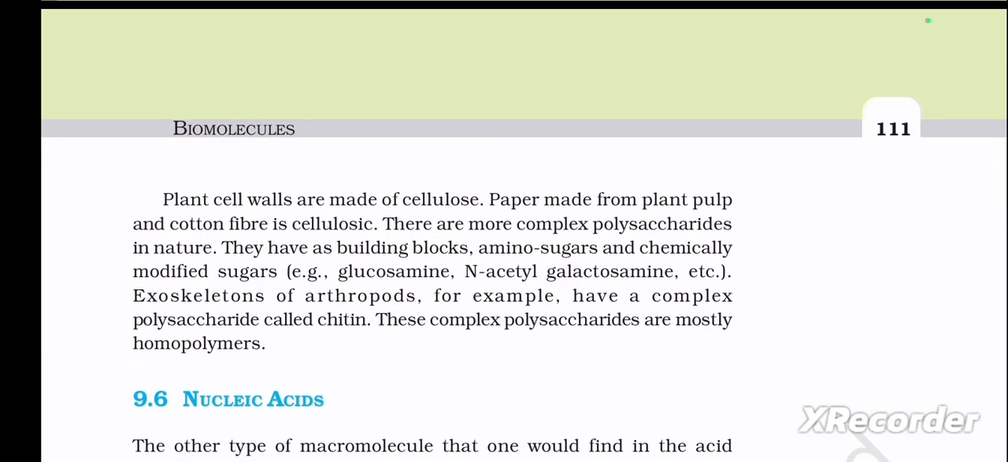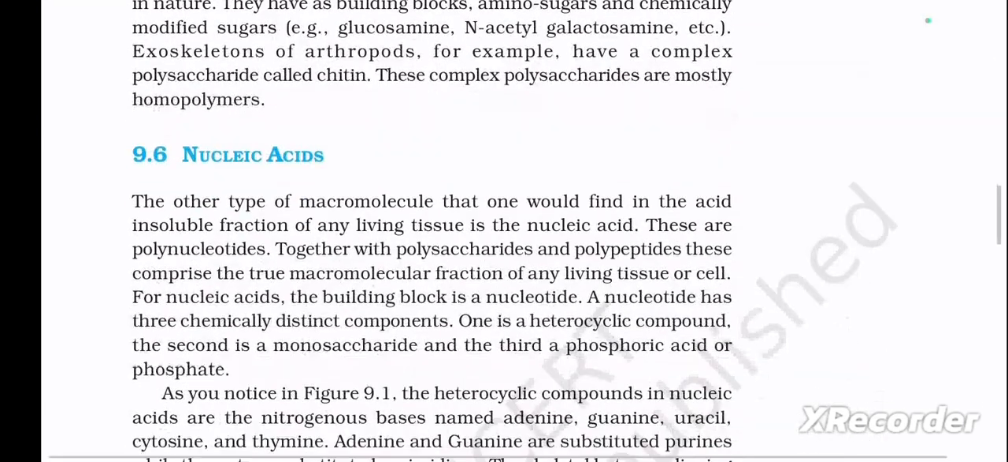Next, plant cell walls are made of cellulose. Paper made from plant pulp and cotton fiber is cellulosic. There are more complex polysaccharides in nature. They have amino sugars and chemically modified sugars as building blocks, for example, glucosamine, N-acetyl galactosamine, etc. Exoskeletons of arthropods, for example, have a complex polysaccharide called chitin. These complex polysaccharides are mostly homopolymers.